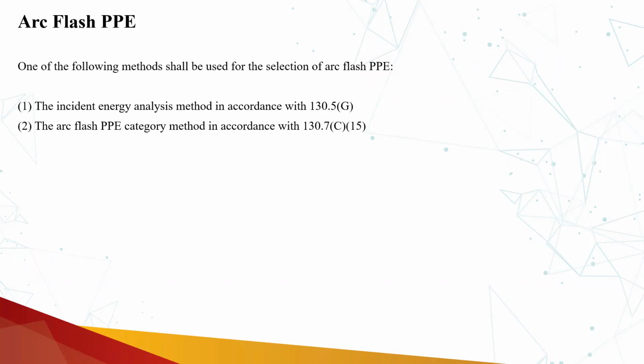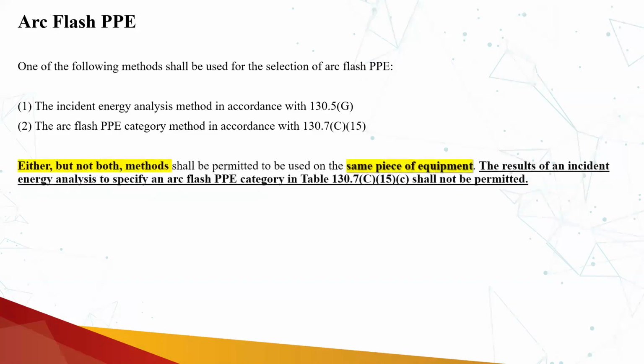Both these methods cannot be applied on the same piece of equipment, but both methods can be applied in your industry. So maybe you are performing the incident energy analysis method for your high voltage site, but you are using the arc flash PPE category method for your LV network. It's allowed. It's also allowed that you are using the incident energy analysis method and the arc flash PPE category method for your HV system as well as for your LV system, mixed. So some HV systems have been evaluated based on incident energy analysis, others based on the PPE category method.